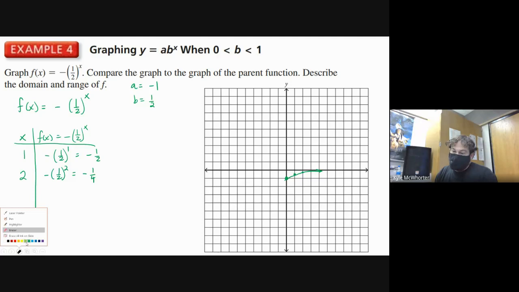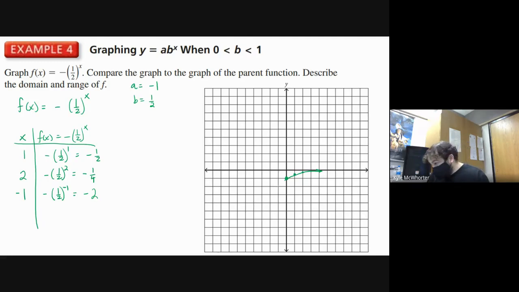So then we need to figure out what we are doing when we go to the left. So we need to pick some negative numbers. So -1. That would be -1/2 to the -1 power. 1/2 to the -1 power, the negative says to just do the reciprocal. So the negative that's out front stays out front, but the negative from the exponent flips over the 1/2. So we get the point -1, -2.